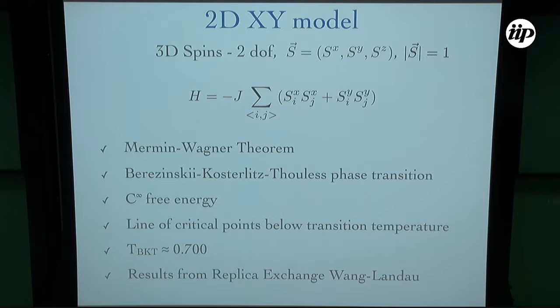Okay. Another example that we have studied is the 2D XY model, which has a Kosterlitz-Thouless transition. The free energy is C infinity, and we have a line of critical points below the transition temperature, which is around 0.7. Okay. For this study, we used the density of states obtained by using the replica exchange Wang-Landau algorithm, to build histograms and use this approach.